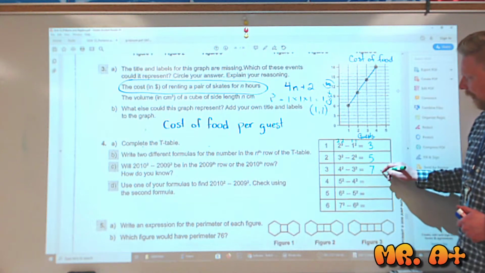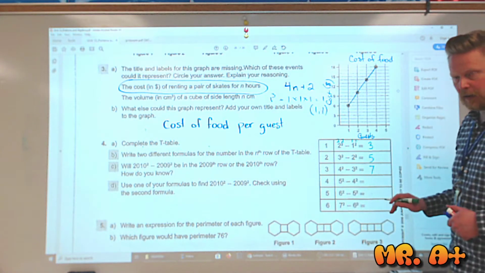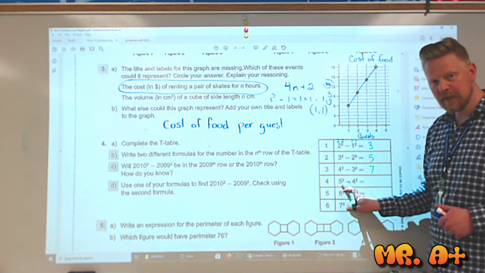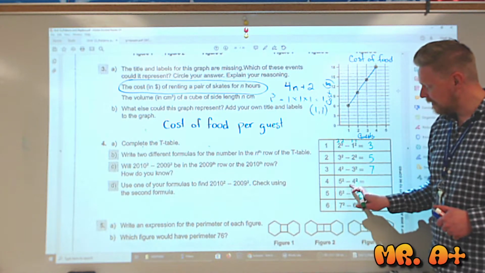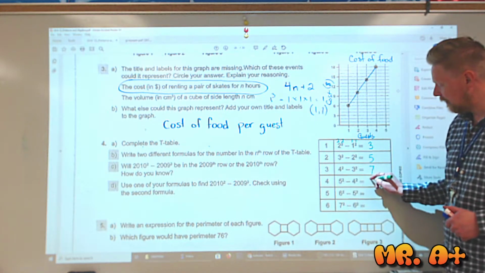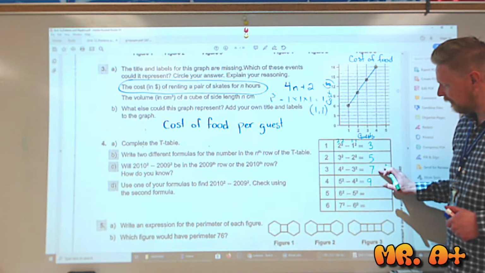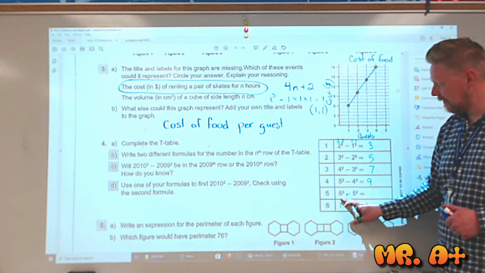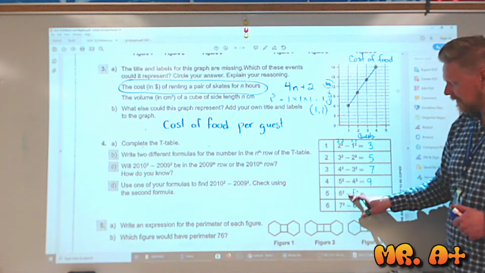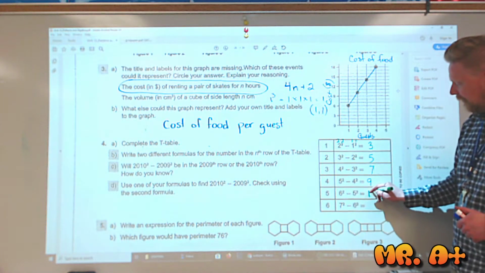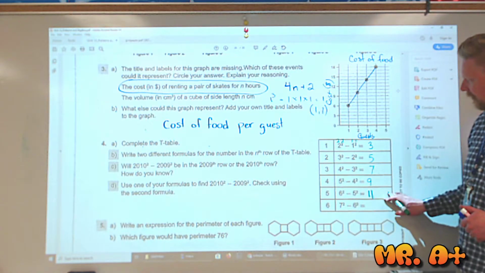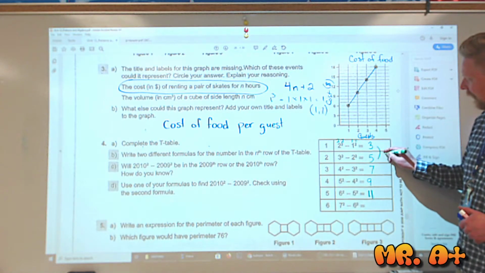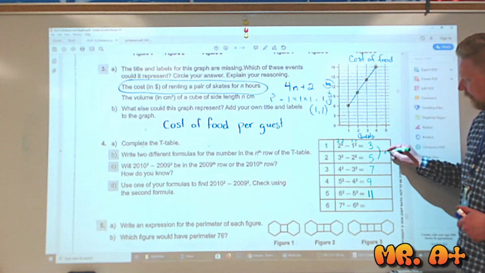I'm starting to see a pattern emerge here. Let's keep going. 5 times 5 is 25. Subtract 16. Is that continuing the same pattern? 6 times 6 is 36. Subtract 25. What's the pattern that's going on here? Each one of these has got a gap of plus 2.